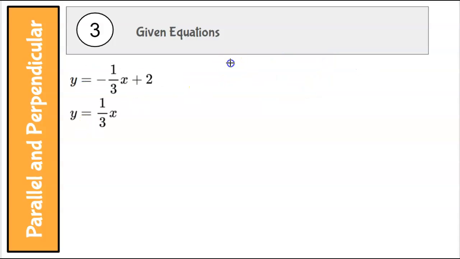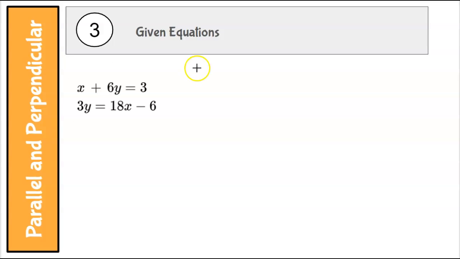How about these two? Are they perpendicular or parallel? I just did that backwards. Parallel or perpendicular. So they're not the same. They're both 1/3, but one's negative, one's positive. So they're not the same. Are they perpendicular? Are they flipped and switched? Well, they're not flipped. They're switched, but not flipped. So it's not perpendicular either. This is a neither. If they're the same, it's parallel. If they're flipped and switched, it's perpendicular. And if they're not any of those, then it's neither.